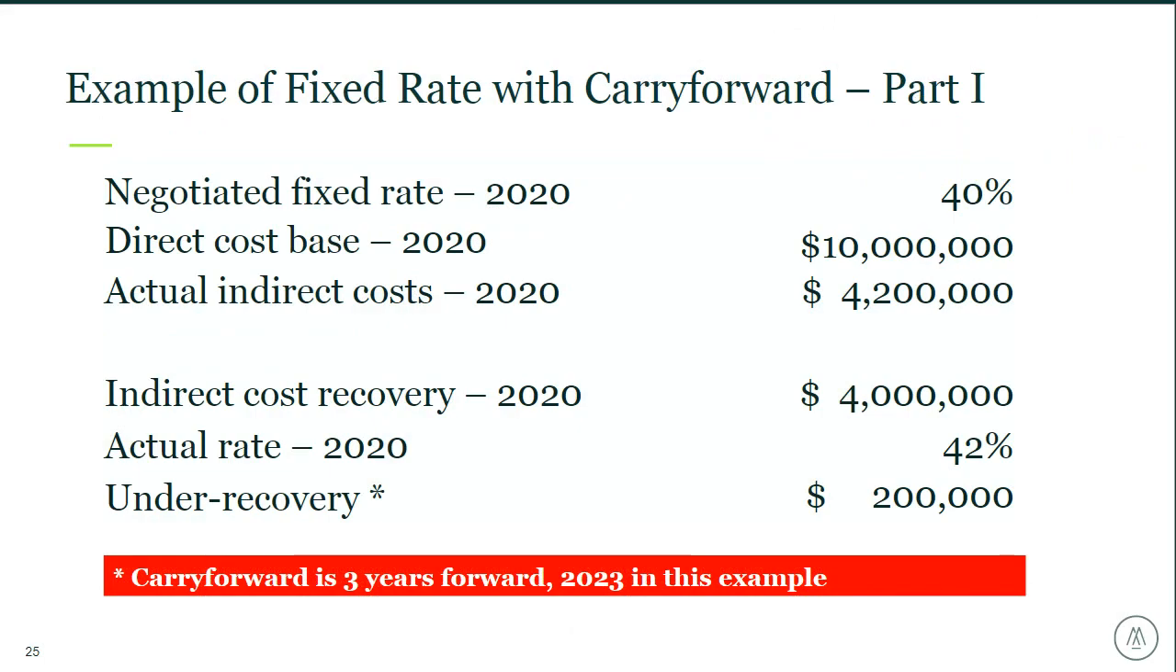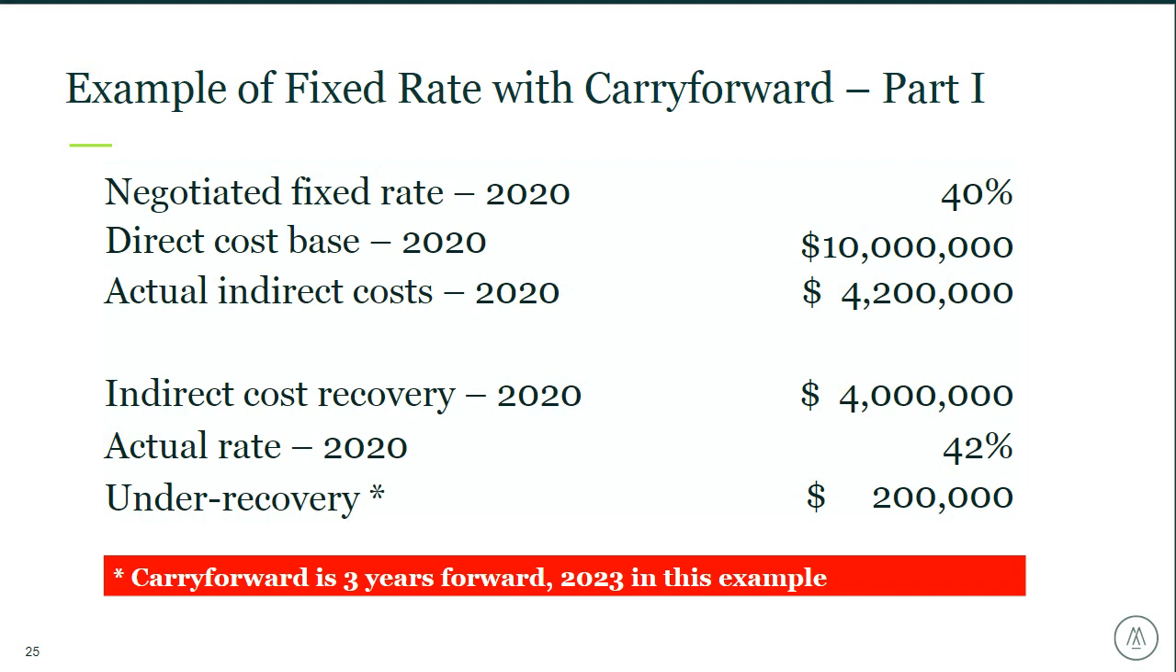So an example of a fixed carry forward rate. Let's say for 2020, your negotiated rate was 40%, and your direct cost base for 2020 was $10 million. However, your actual indirect cost for 2020 was $4.2 million. But based on that calculation I showed you of what your maximum indirect cost recovery can be, you have to multiply your fixed rate by the direct cost base. So your actual recovery for 2020 can only be $4 million, which means that you have an under recovery of $200,000 because your actual indirect costs were $4.2 million, but you only got $4 million.